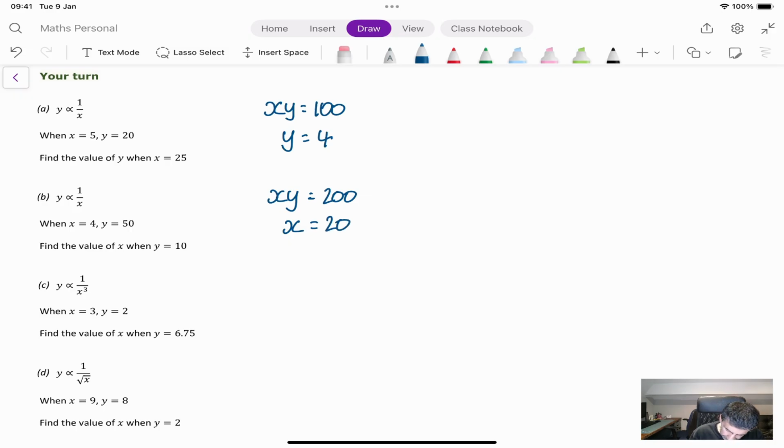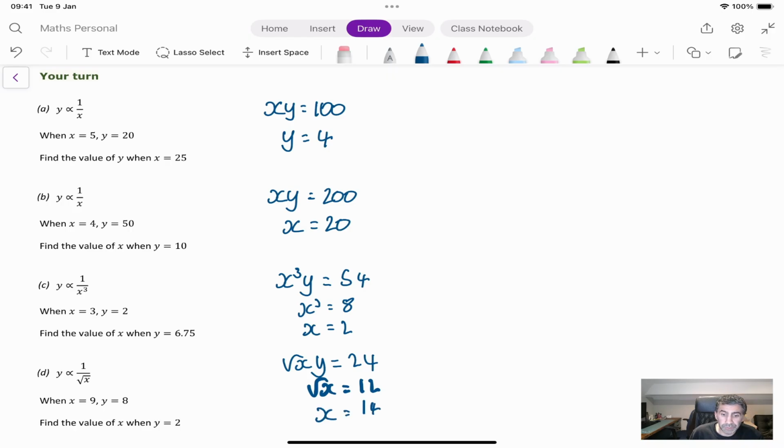The next one, this time you should have got x cubed y is equal to 54, and that will tell you that x cubed is equal to 8 when y is 6.75, and x is going to be equal to 2 for that one. So the answer there for that one is x is equal to 2. And finally, the last one, we've got the square root of x times y is equal to, we should have had 24. And you should have worked out that the square root of x is going to be equal to 12 when y is 2, and therefore x is going to be equal to 144.